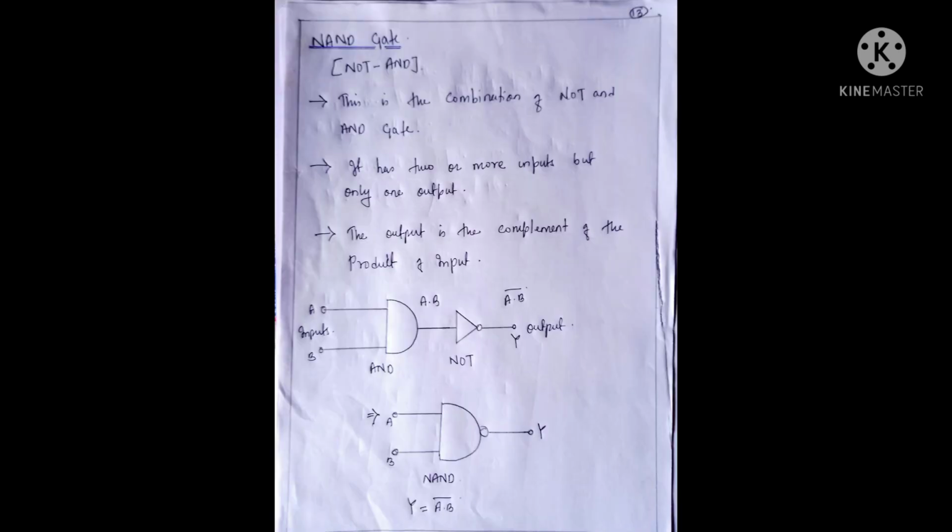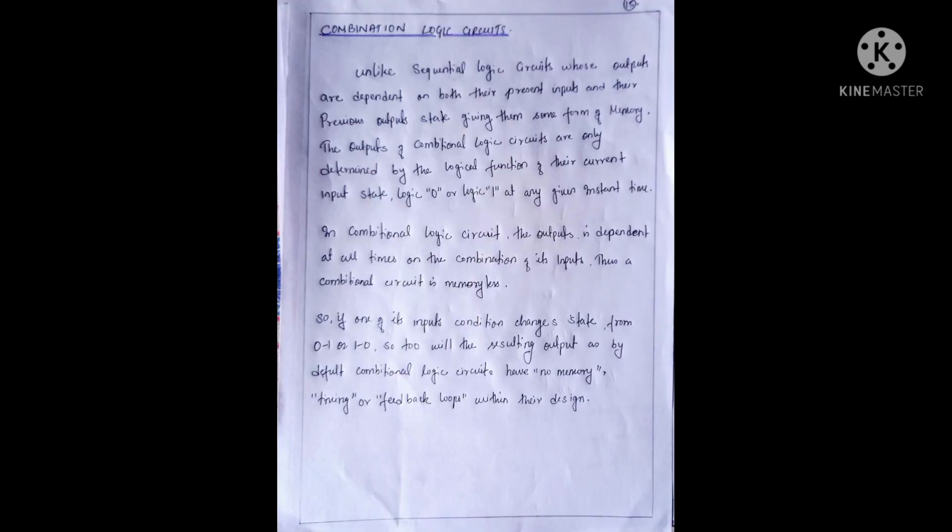Number 2, NAND gate. NAND gate is the combination of NOT and AND gate. And in this gate, it has two or more inputs but only one output. The output is the complement of the product of input. And from the truth table, we can write that if any of the inputs is low, then the output is high, and if all the inputs are high, then only the output is low.